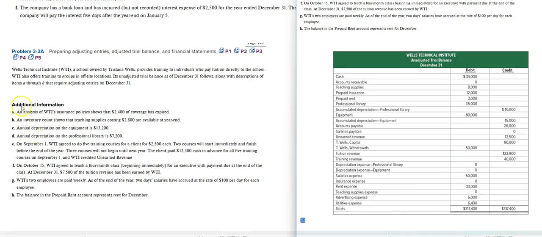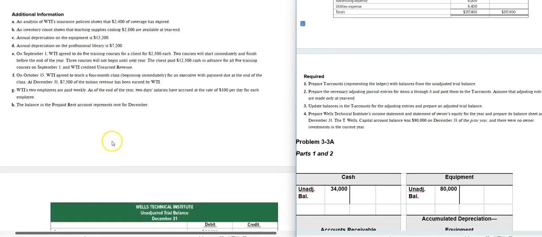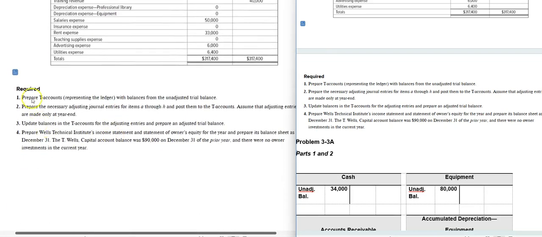What they have given us in the problem information is some additional information about adjustments that need to be made to these account balances to ensure that everything that was recorded during the period has been recorded. What we're going to do in this problem is prepare the adjusting entries and then post them into the accounts in the general ledger. The problem first asks us to prepare T accounts that represent the general ledger with balances from the unadjusted trial balance.